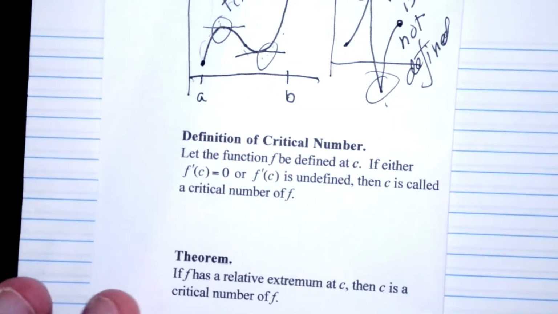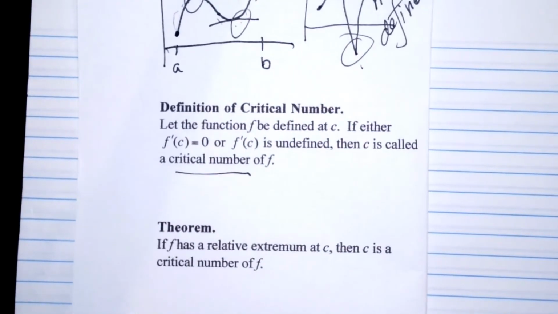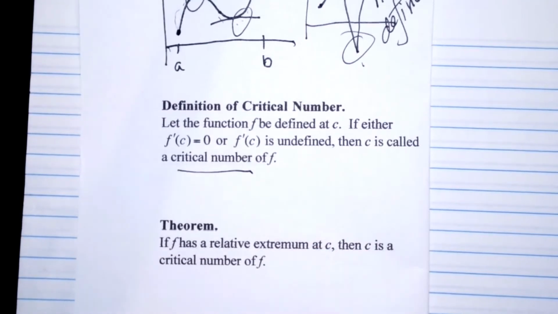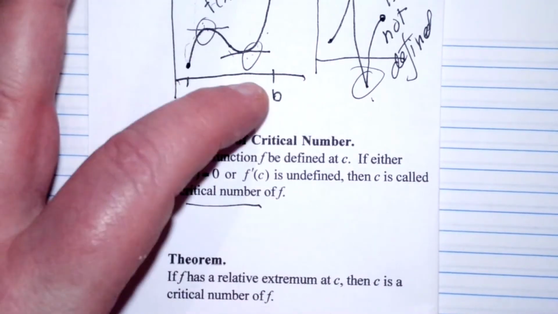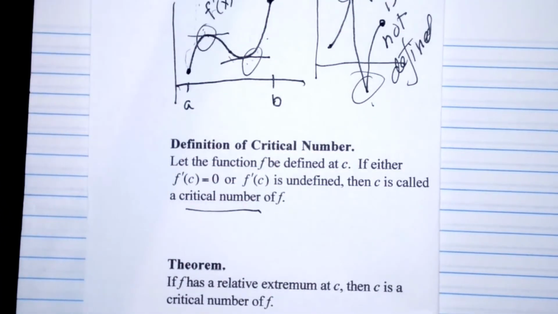So this leads us to the definition of a critical number. Let the function f be defined at c. So the function has to be defined at c. If either the derivative at c is 0 or the derivative is undefined, then c is called a critical number of f. And if f has a relative extremum at c, then c is a critical number. The only place to look for relative extrema, relative maxima, relative minima, is at critical points or critical numbers. Either places where the derivative is 0 or places where the derivative is undefined.